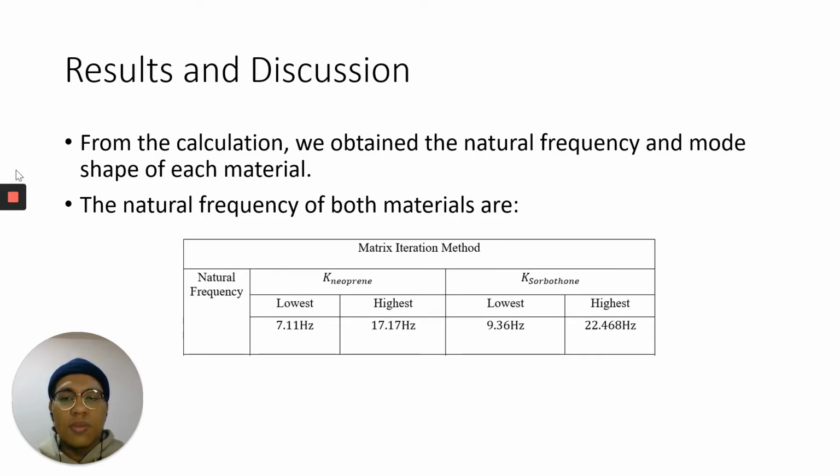I am going to talk about the results and discussion. From the calculation, we have obtained the natural frequencies and the mode shapes of each material. The natural frequency of both materials can be seen in the table as shown.